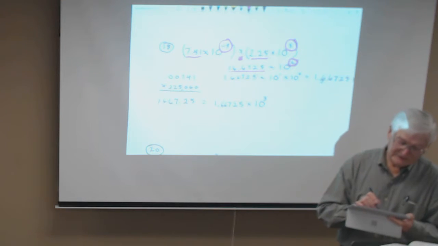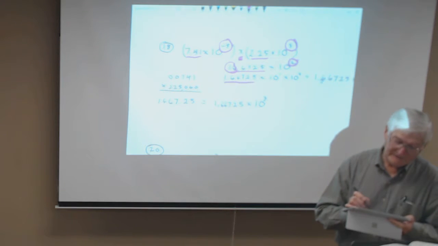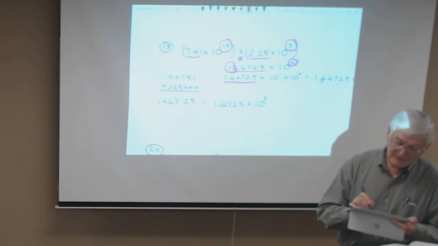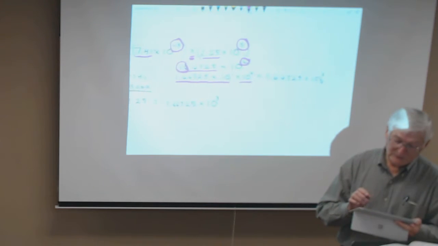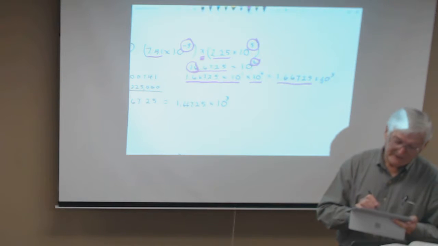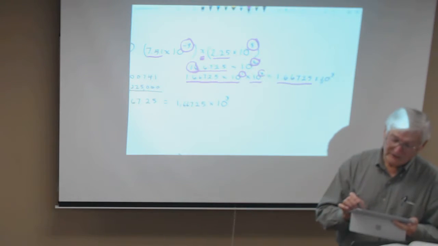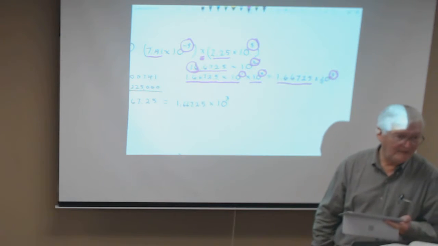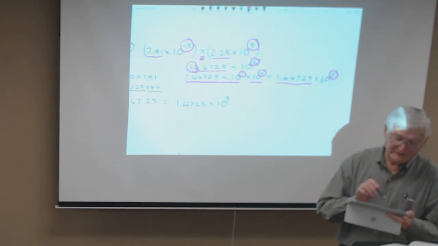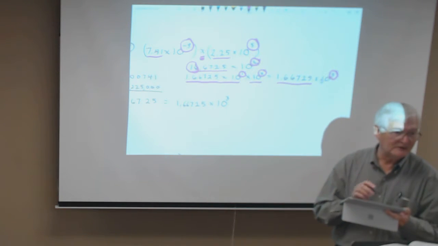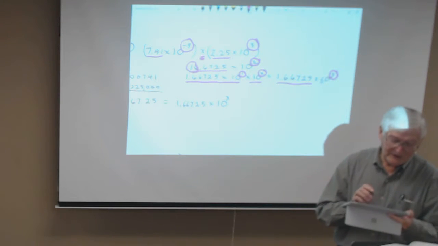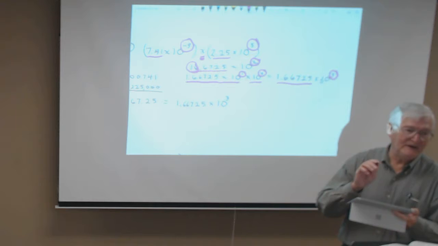Now the problem is, this is 16. I want 1.66725. So I change this number to this number right here. Then I still have my 10 to the 2nd. So my final answer is 1.66725 times 10 to the 3rd power. Everybody see what's going on? I take 16.6725 and make it 1.66725 times 10 to the first. So I can say, why am I doing it? Because I'm putting it in scientific notation.